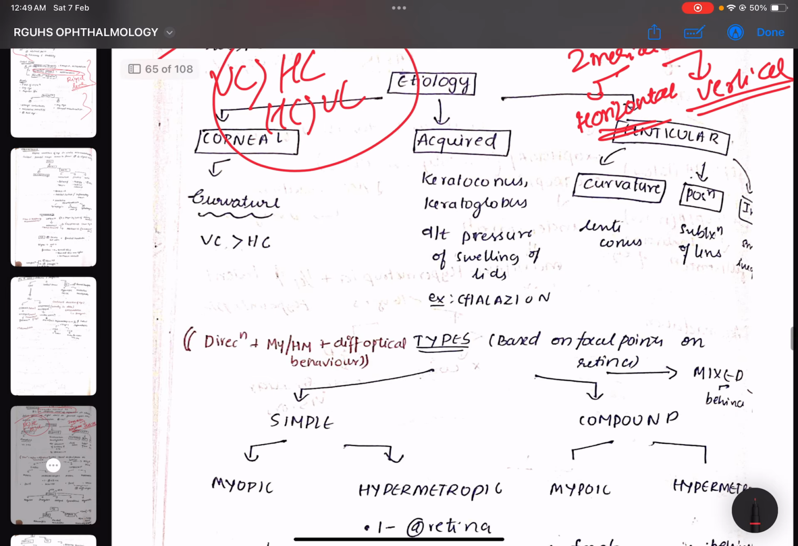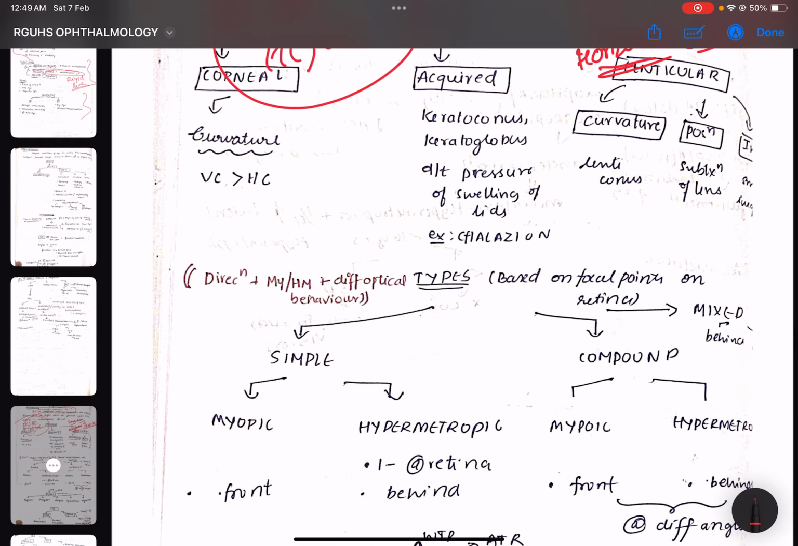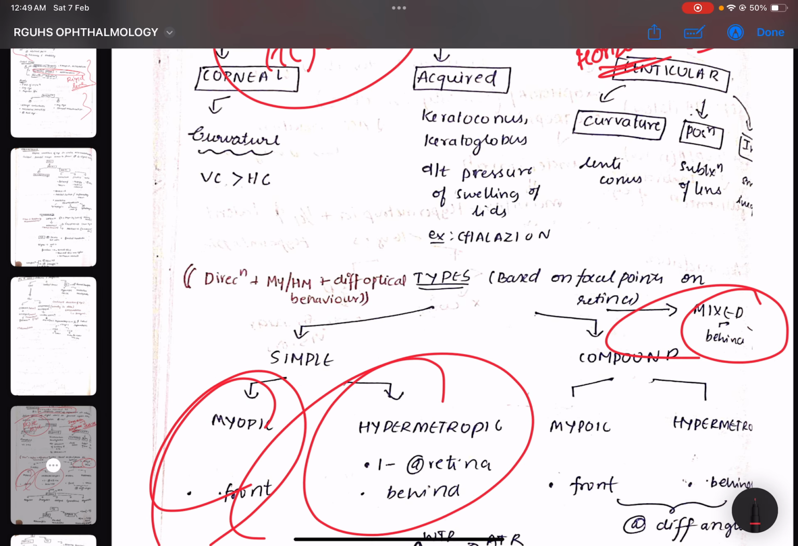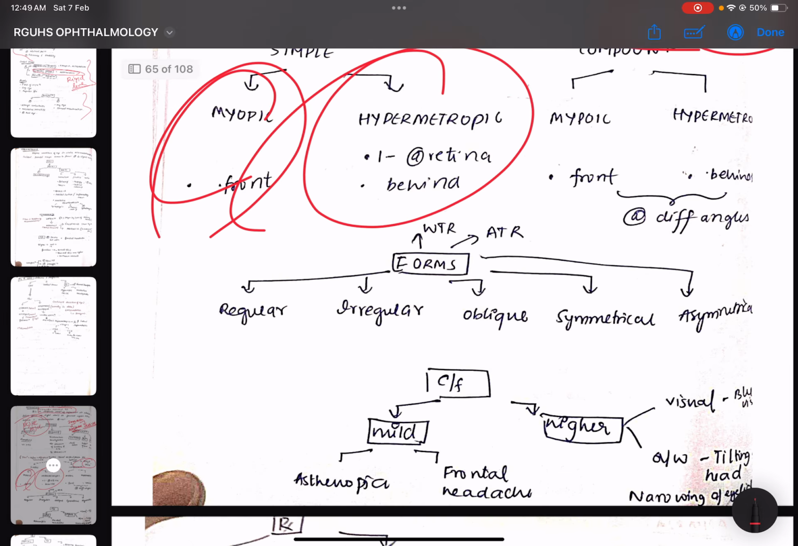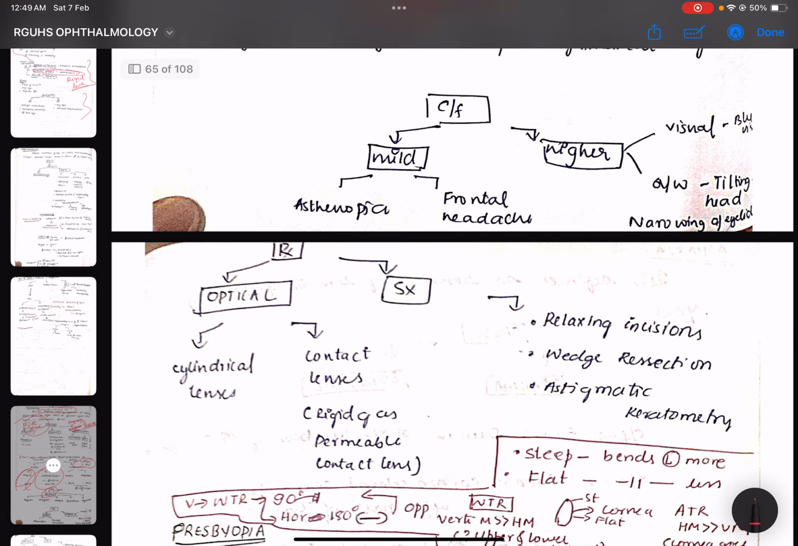Okay. So again, these are the types. You have simple astigmatism, compound or mixed. Simple is either myopic or hypermetropic. Compound is at different angles. But mixed is both. Again, there are forms, basically with the rule and against the rule, which I'll be explaining, and these are the treatments.